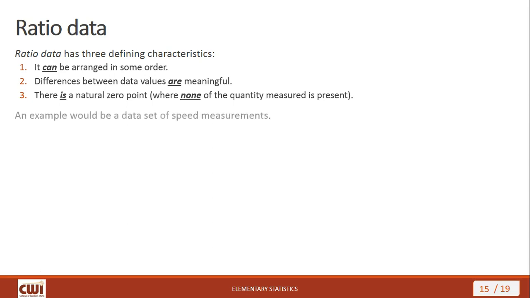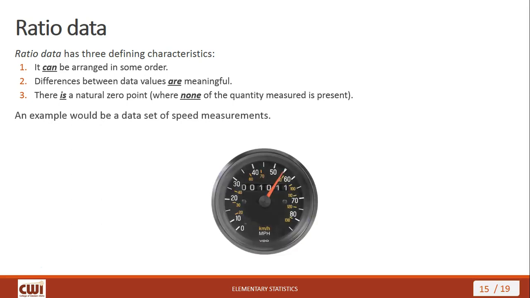A good example of ratio data would be a data set of speed measurements. So if you look at your speedometer, you've got all sorts of different measurements that you can take depending upon how fast you're going. It can be arranged in some order, so you can go from highest to lowest or lowest to highest. The differences between the data values are meaningful. There's a big difference between 60 miles an hour and 25 miles an hour. One is for the highway, one is for the residential community. Big difference between the two.